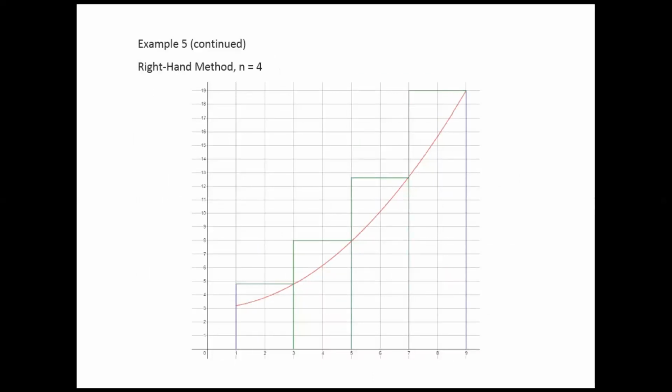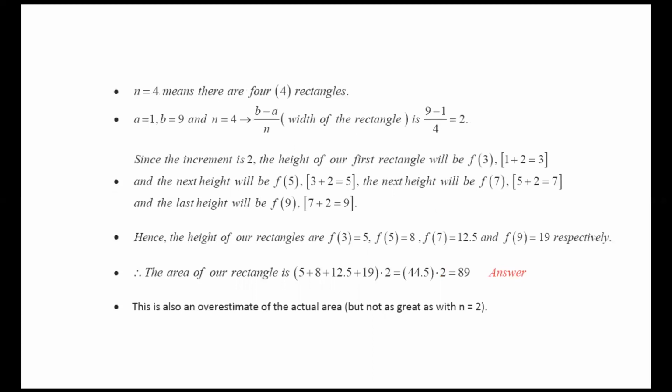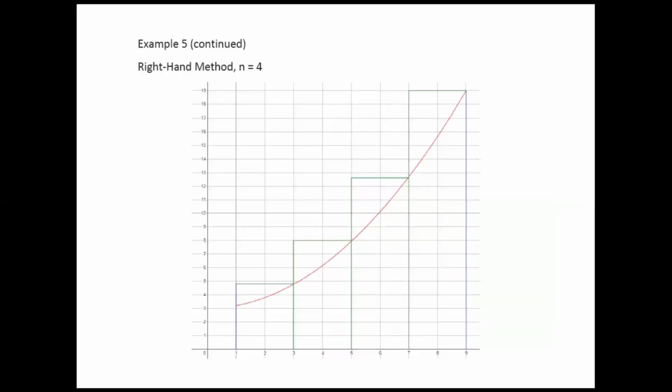n equals 4. When n equals 4, 9 minus 1 over 4 is 2. So our width is 2. Each rectangle has a width of 2, and our increment is 2. So we're not going to start at 1. Remember, the right-hand method doesn't start at 1, only the left does. We're going to start one increment over. Well, the increment is 2, so what's 2 plus 1? 3.